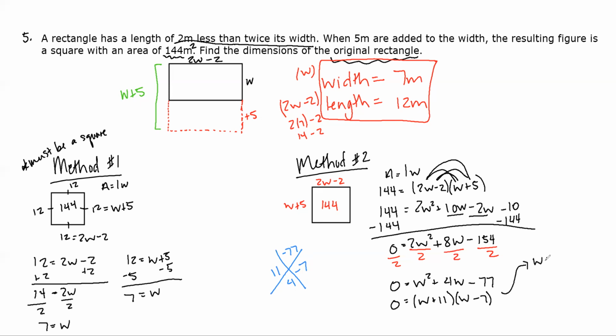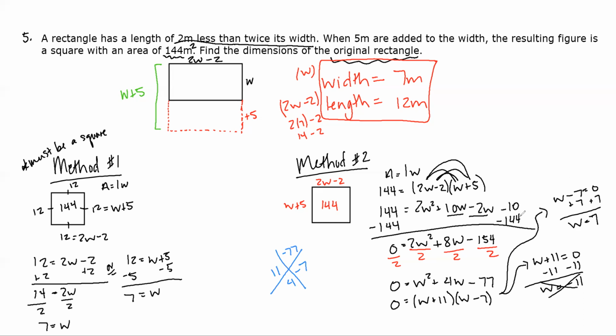So we have W plus 11 equals 0. And if we subtract 11, we get W equals -11. We do not want negative length. We cannot have this. Now, if we look at our other one, W minus 7 equals 0. Add the 7, we get W equals 7. This is what we want. This is what we got over here doing it in one step because you either had to do one or the other. This one was a lot longer, but sometimes it is necessary.